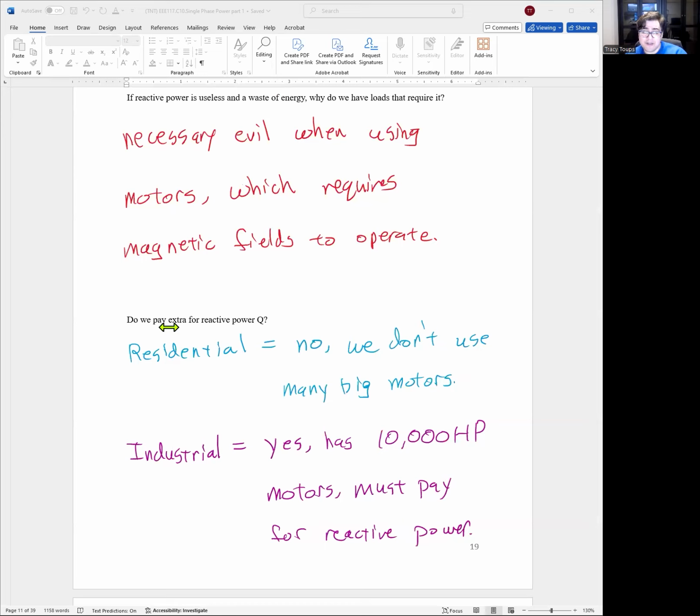From a residential standpoint, no, we don't. The billing for your house does not take into account reactive power Q, and the reason is we don't run big motors. The biggest motors you have in your house are either your HVAC system, most likely the compressor outside, or your dryer for your clothes. Those two are probably your biggest loads.